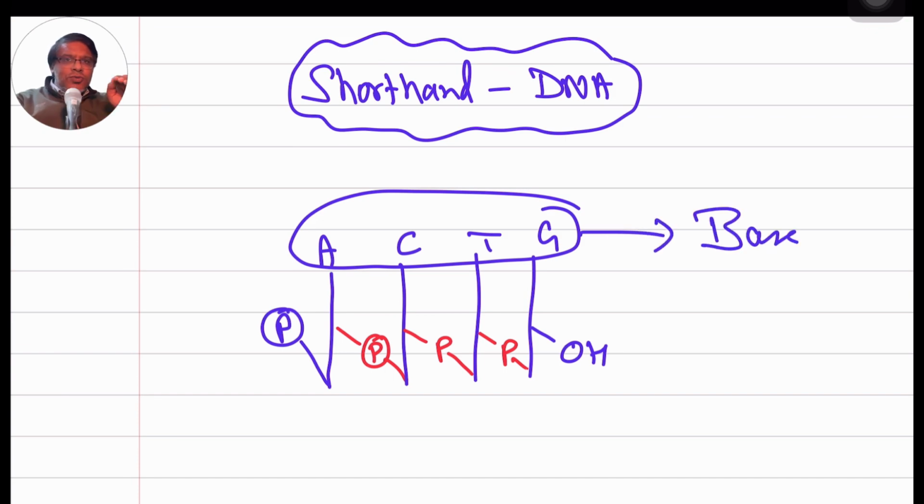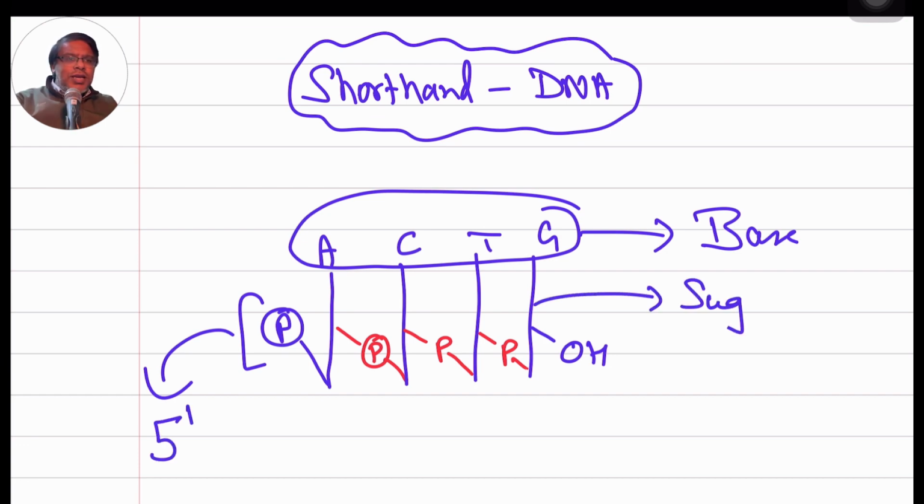So here we are going to represent the base. Within the DNA, the base is attached to the sugar. Here you have the sugar molecule, and the base is attached to the sugar, and the sugar is attached to the phosphate, and in between you have the phosphodiester linkage.